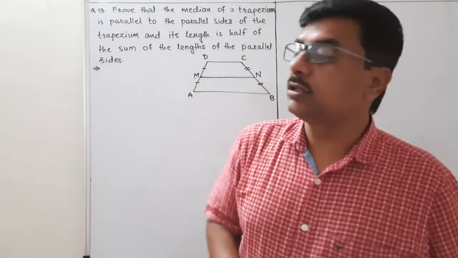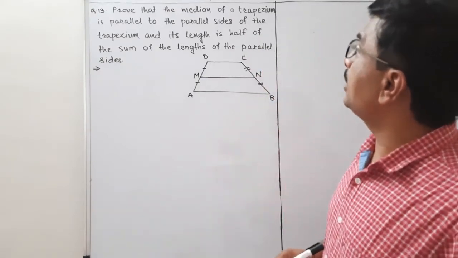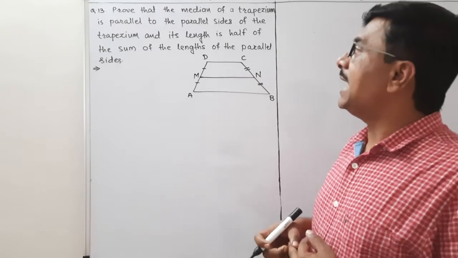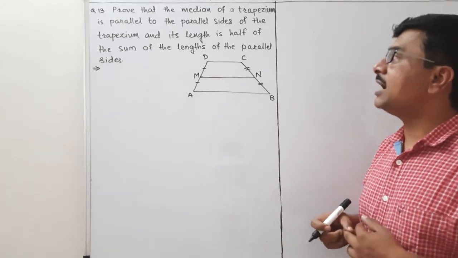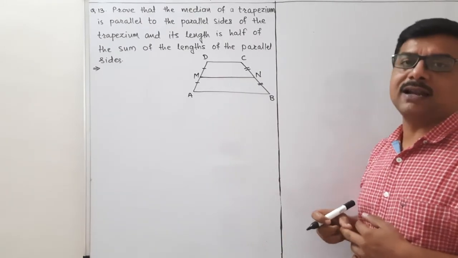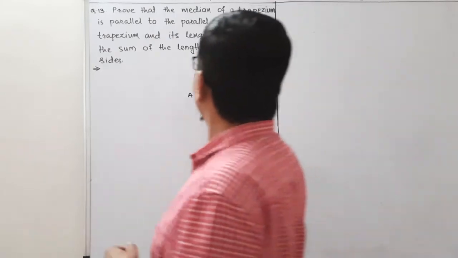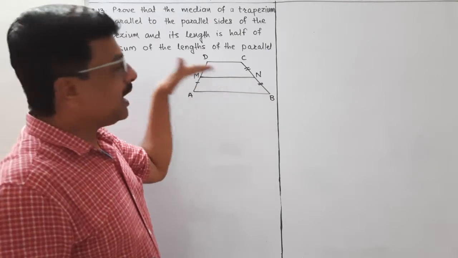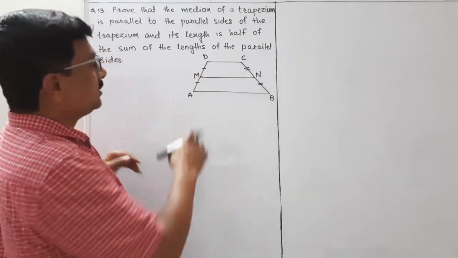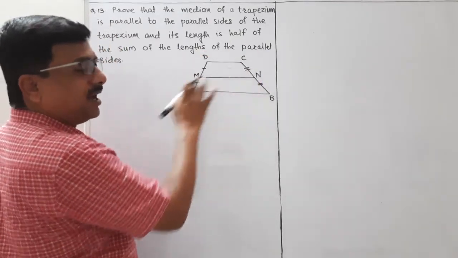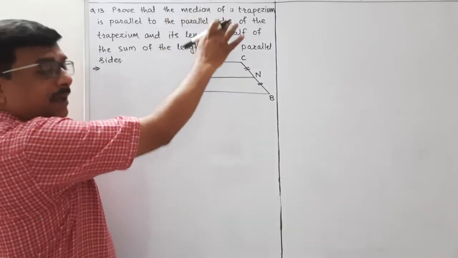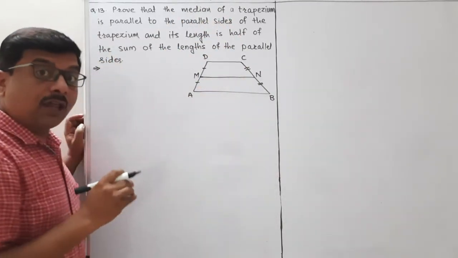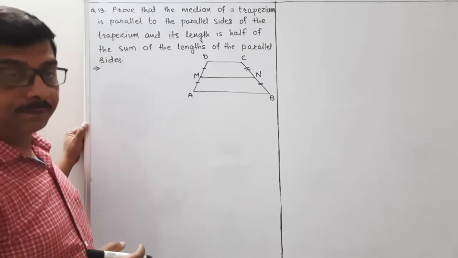Now look at question number 13. Prove that the median of trapezium is parallel to the parallel sides of a trapezium and its length is half of the sum of the lengths of the parallel sides. It means if you consider a quadrilateral ABCD with AB is parallel to CD, M and N are the median of trapezium, means the segment joining the midpoints of non-parallel sides of a quadrilateral.